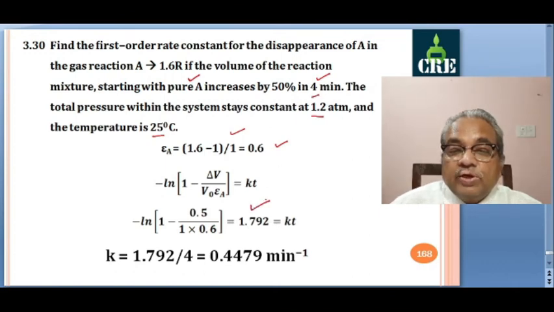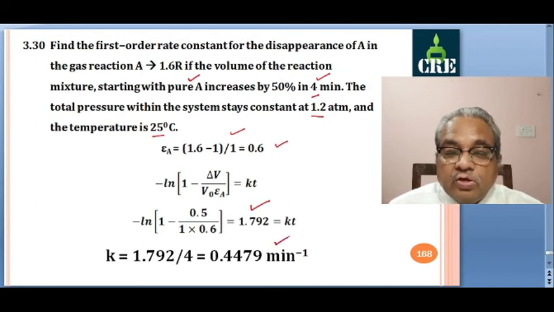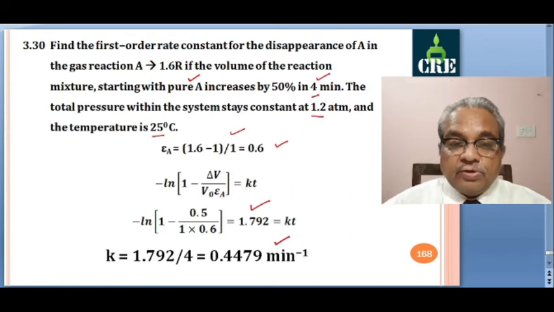This is in 4 minutes. So K is equal to this value divided by 4. So 1.792 divided by 4, we get 0.4479. Units are again units of first order rate constant. Here time is in minutes, so units are minute inverse.